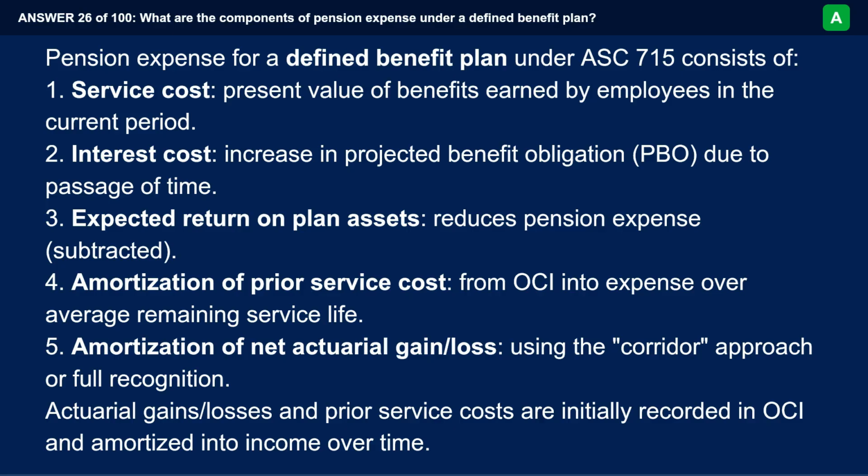4. Amortization of prior service cost, from OCI into expense over average remaining service life. 5. Amortization of net actuarial gain/loss, using the corridor approach or full recognition. Actuarial gains/losses and prior service costs are initially recorded in OCI and amortized into income over time.